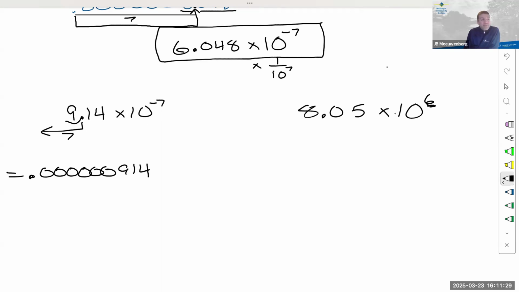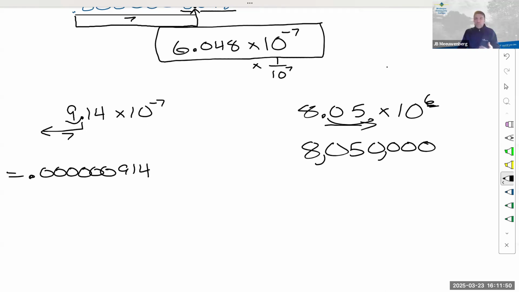This one has a positive exponent, so we move it 6 spots back to the right. So 8, 0, 5. There's my first 2. And then I need 4 more zeros. 8,050,000. And so that is scientific notation. Again, we got away from percentages a little bit, but again, it's related to this idea of working with decimals.